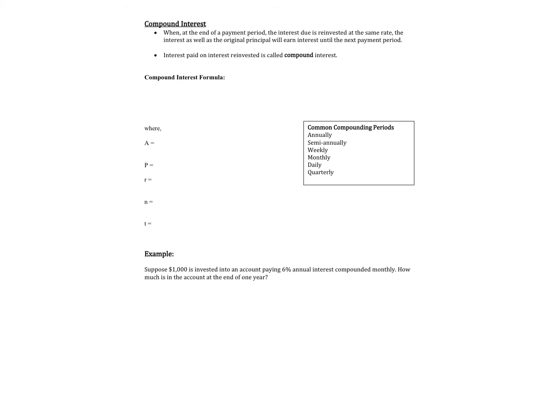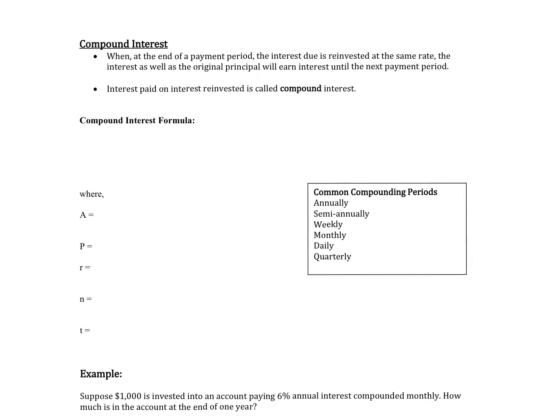So in this video, we're going to talk about what we call compound interest. When we talk about compound interest, instead of having our interest looked at just at the end of the year, we're actually going to look at interest at certain periods of time. The interest that we gain on that particular principal is going to be reinvested or compounded back into the actual principal to get a higher amount.